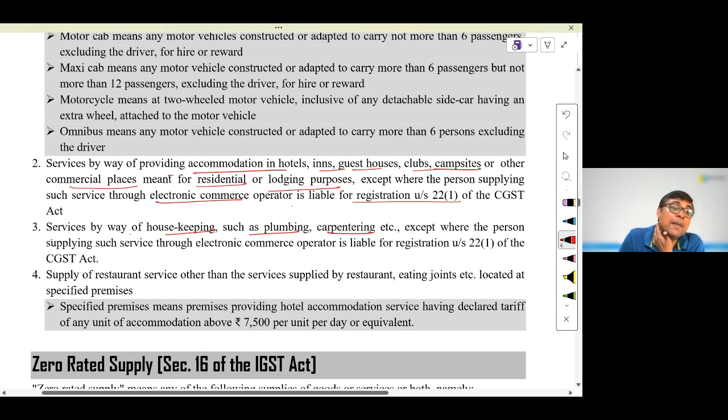Services by way of housekeeping, such as plumbing, carpentry, etc. Can I say Urban Clap? Supply of restaurant service, other than the services supplied by restaurants, eating joints, etc. located at specified premises, like Swiggy. These types of e-commerce operators are responsible to pay GST on the services provided through them. Is it clear?